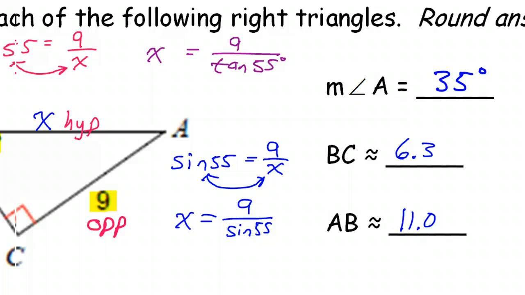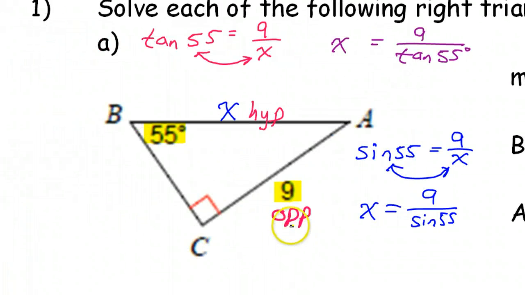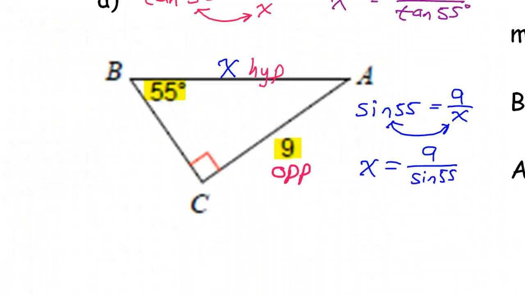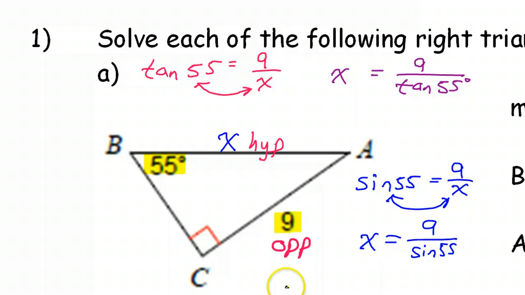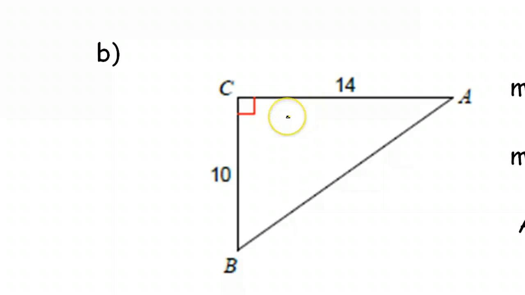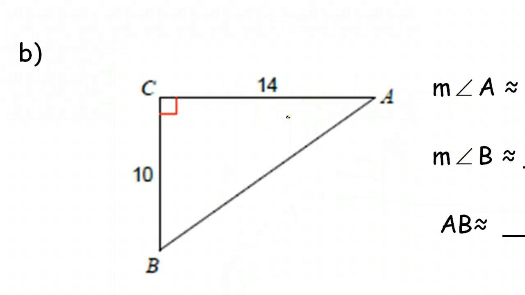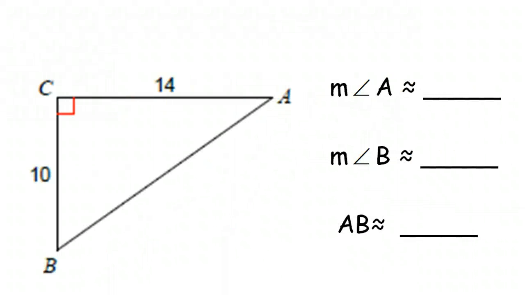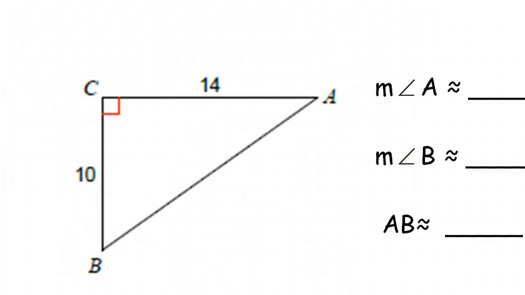So that's it for problem number 1, part A. Let's move on to part B. Let's find the measure of angle A first. We are looking for this right here, angle A.